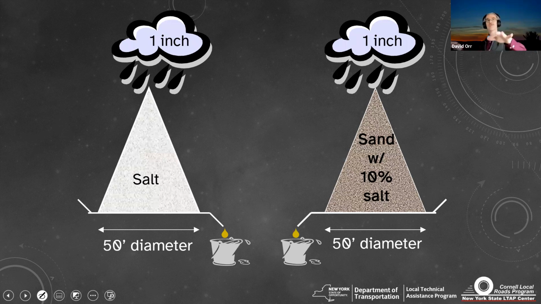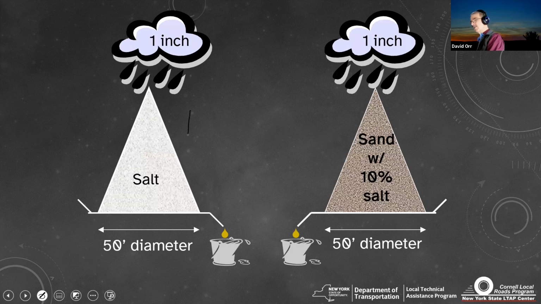A 1-inch rain event comes along, and I collect all the water. I actually collect all the water into a couple of buckets. How much of the salt and the sand with the salt in it gets washed into the bucket? There's a lot of water, but how much of that is salt? So out of the salt bucket, 1-inch rainstorm, 50-foot diameter pile.